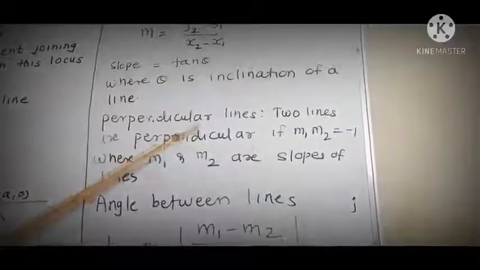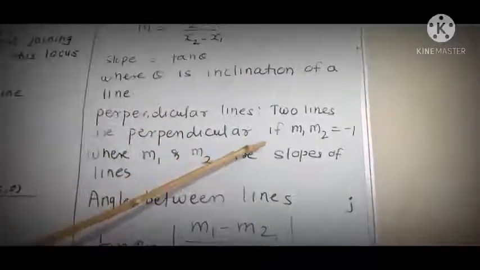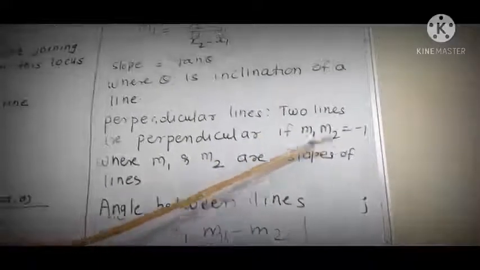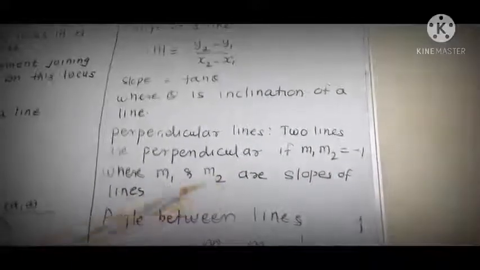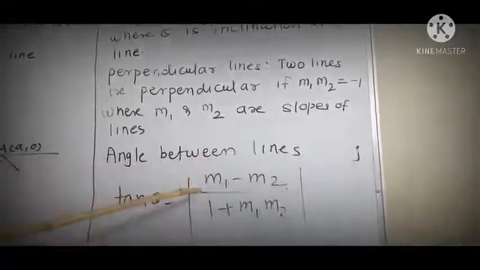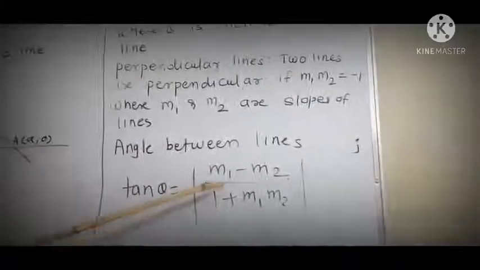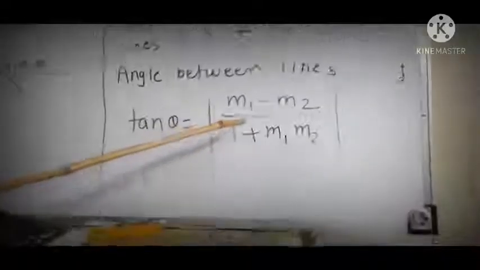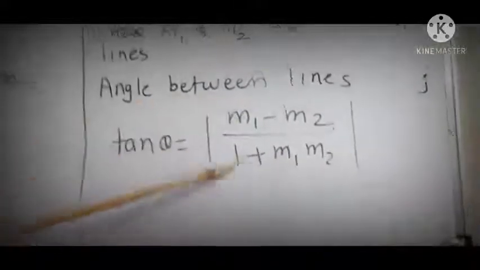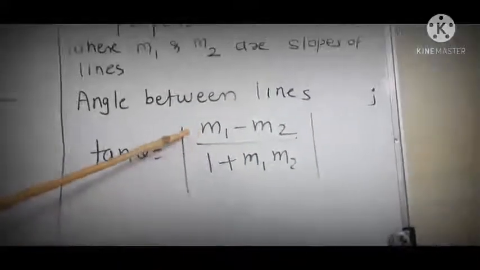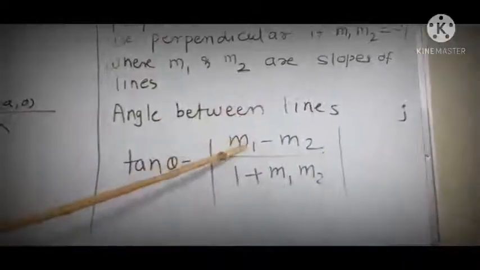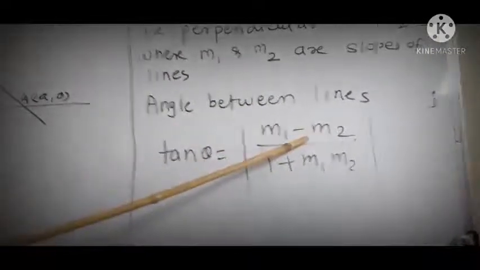Perpendicular lines. Two lines are perpendicular if the product of their slopes is equal to minus 1, m1 into m2 equals minus 1, where m1 and m2 are the slopes of the lines. Okay. Now, the angle between the lines: tan theta is equal to the modulus of (m1 minus m2) upon (1 plus m1 into m2). So this is the formula for the angle. If we want to find the angle, we need the slopes of the two lines, m1 and m2. m1 is the slope of the first line, m2 is the slope of the second line.